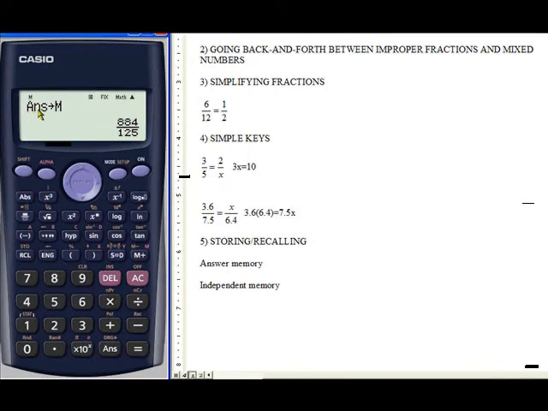It took the answer, which was displayed previously, and stored it to M. And if you want to recall it, all you have to do is go to recall, this time push M, and it's going to display it right here. Okay, so you can store it with the store button and recall it with the recall button as long as you push the M at the end of it.